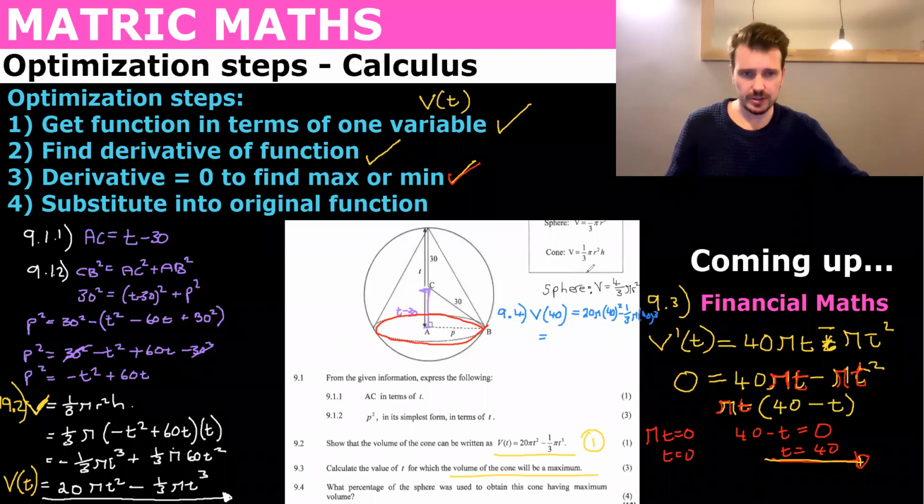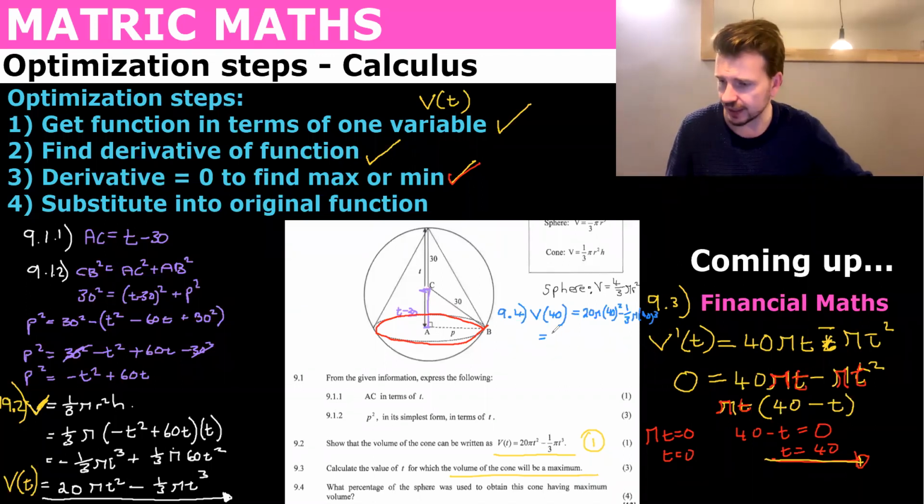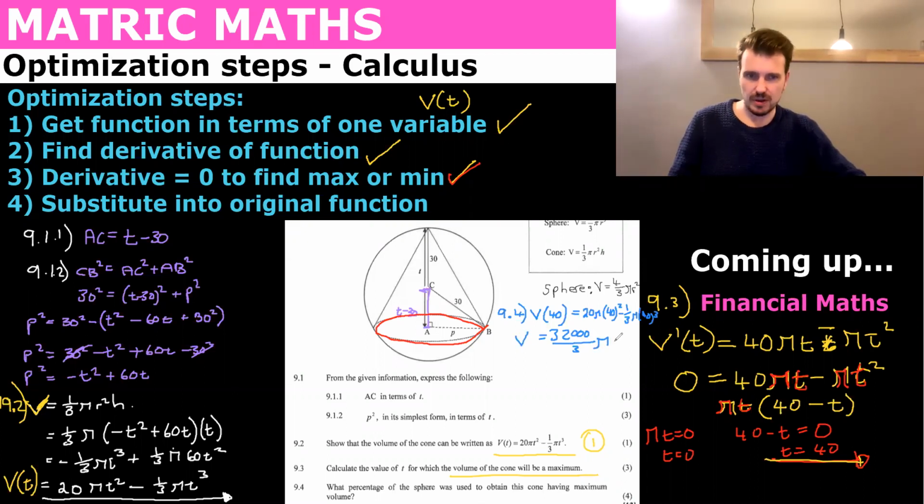Okay, let's put that in our calculator. I put it into the calculator and I get 3200 pi. I could put S to D. And so the volume is this. I'm keeping it in pi because they wanted it as a percentage of the sphere. So what I want to do is now find the volume of the sphere.